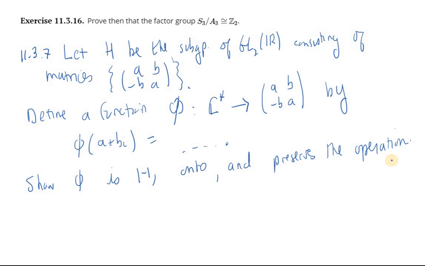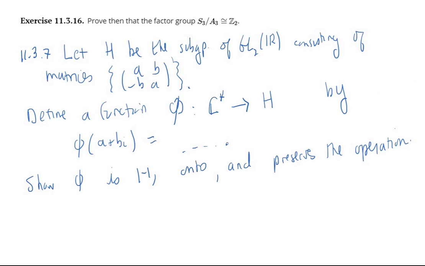And it preserves the operation. Well, onto means that every element of this subgroup, so here I shouldn't say this, I should call that H, that would be better. Let me just call it H. Okay. All right, so the onto shows to take an arbitrary element of H, then you can find a plus bi such that phi of a plus bi equals that element, and preserves the operation.